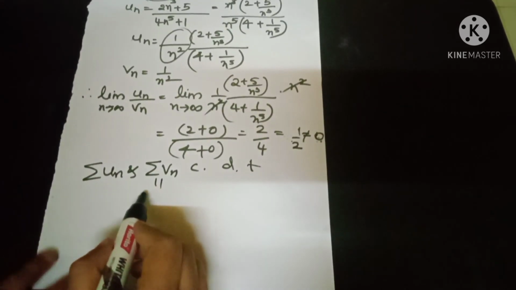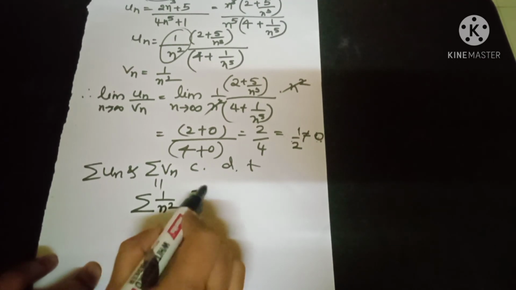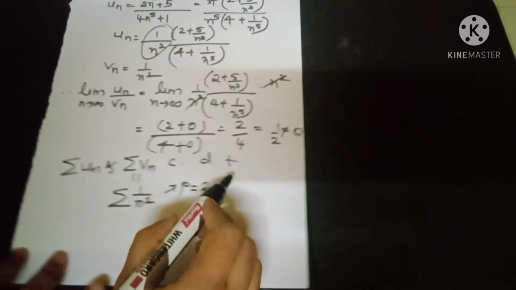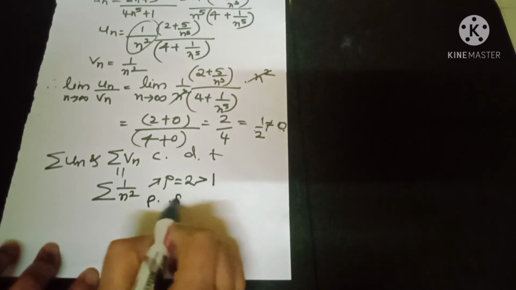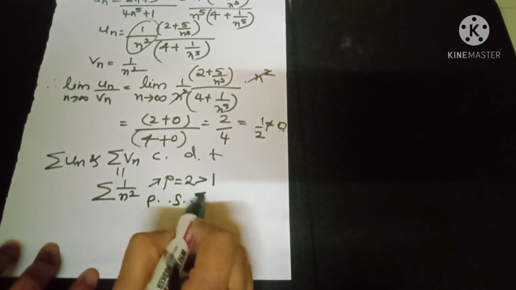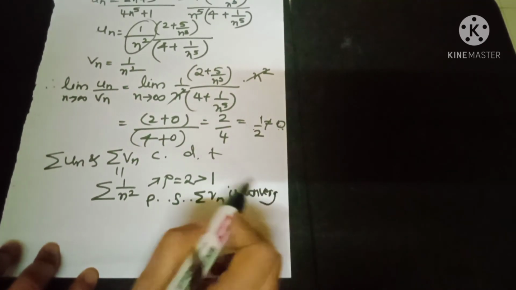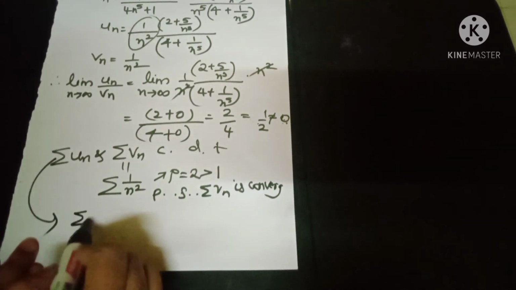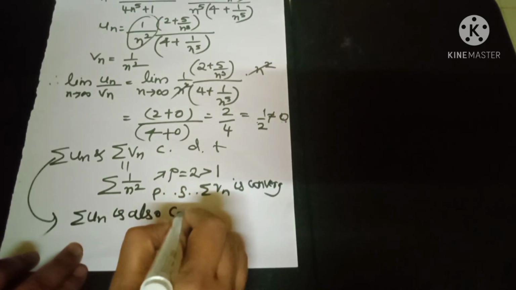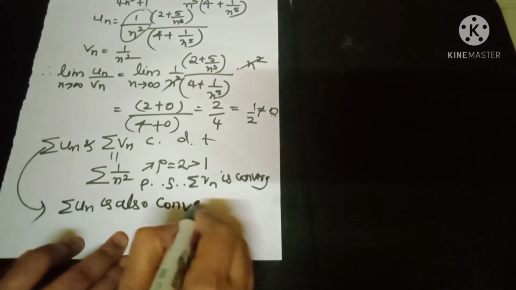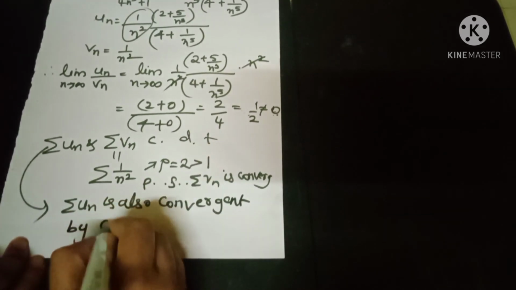But what is the series Vn? It is 1 by n square, and what is the value of p? The p value is 2. We notice that this is greater than 1. Hence, by p series test, the series Vn is a convergent series. Therefore, the given series un is also convergent by comparison test.